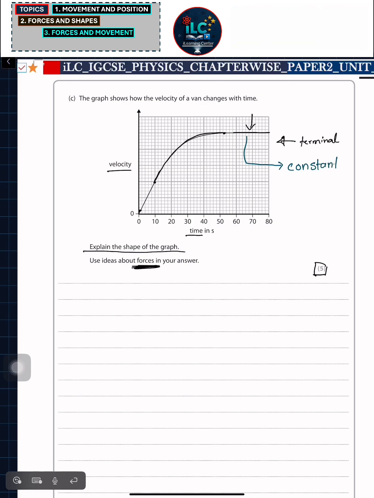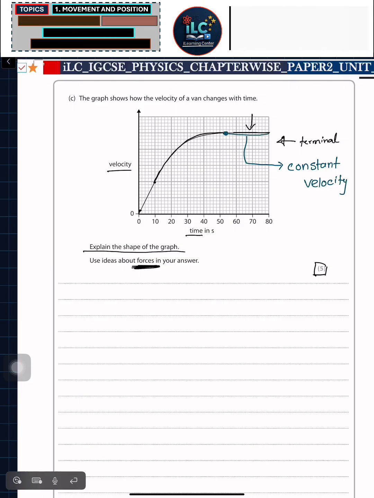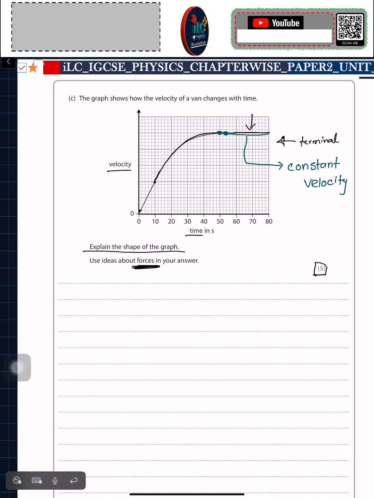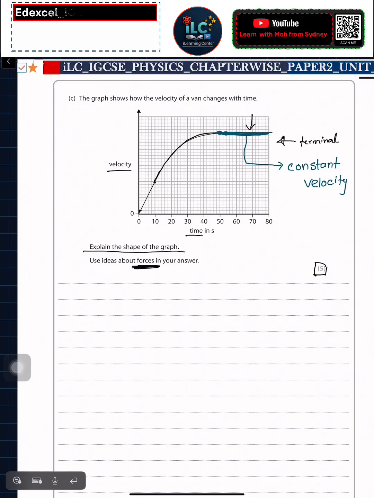Constant velocity, I can say, because your velocity doesn't change. From which portion? From here to here, which is a straight line. In fact, from here to here is a straight line. So we'll say this portion is a straight line.